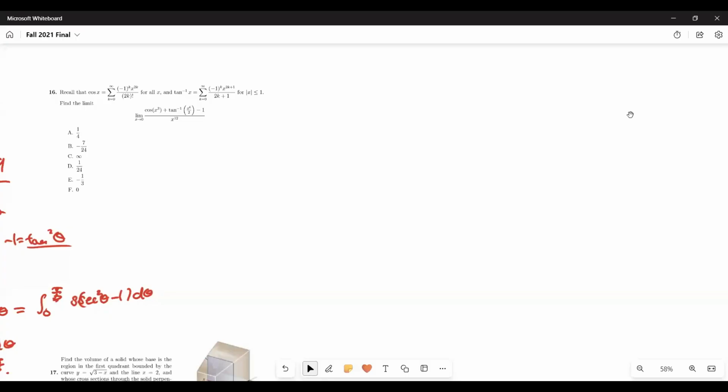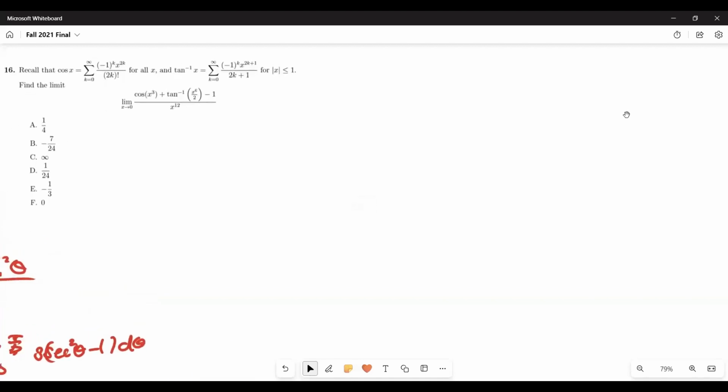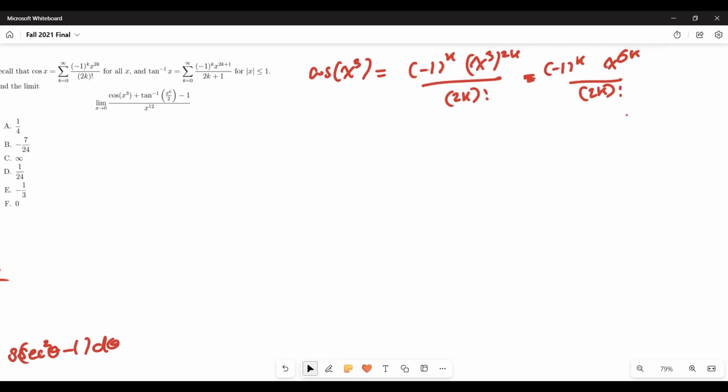Okay, this question has us recall that blah blah blah, and then find the limit of cosine of x cubed plus tangent inverse of x to the 6th power over 2 minus 1 over x to the 12th. Okay, let's find the cosine of x to the 3 power first. Cosine of x cubed is the same as the sum of negative 1 to the k, x cubed to the 2k over 2k factorial, which is the same as negative 1 to the k, x to the 6k over 2k factorial.